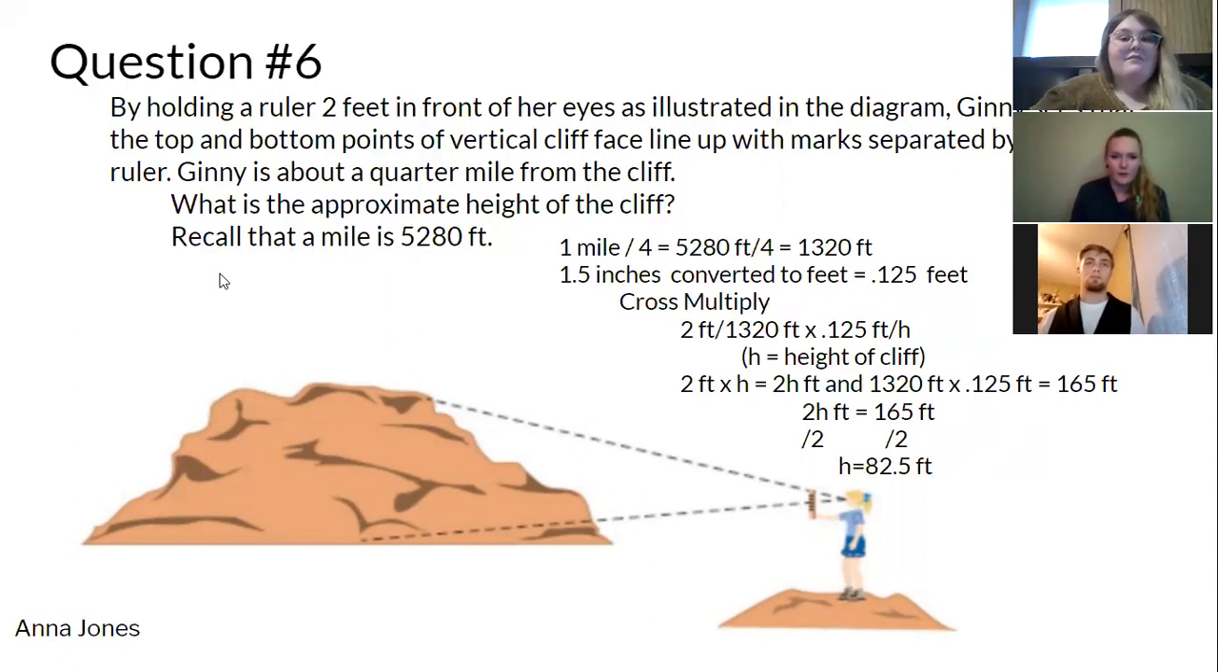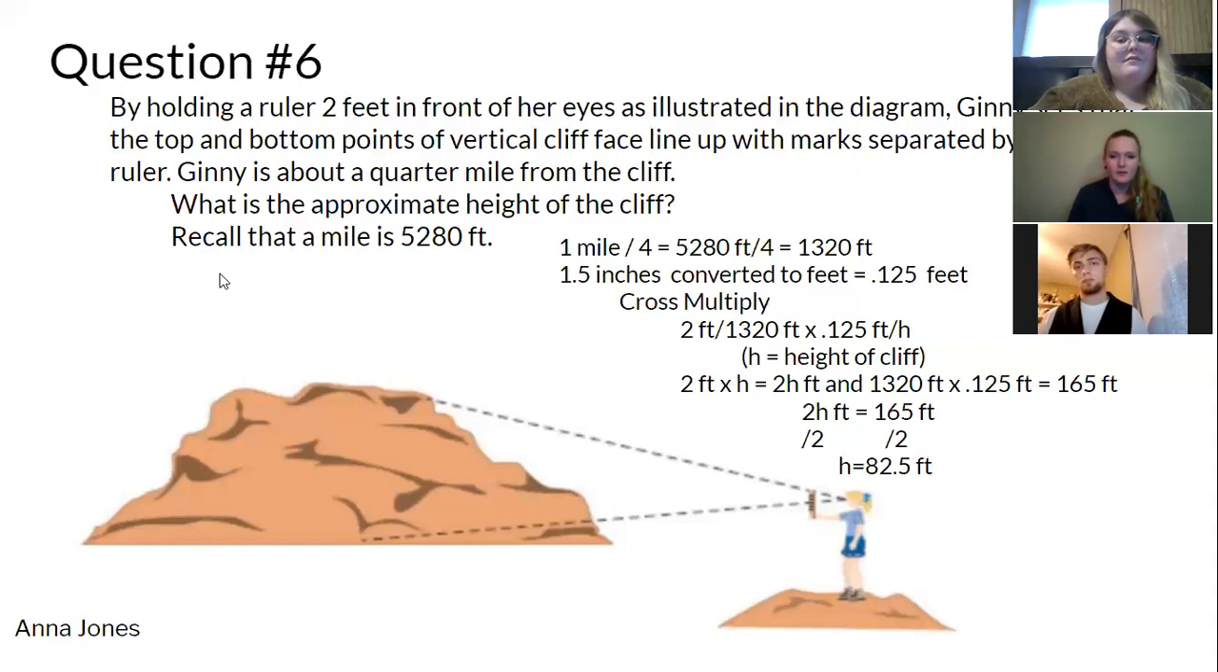So 1 mile divided by 4, that's 5,280 feet divided by 4. That equals 1,320 feet. And then we're going to use that 1.5 inches that we got on the ruler and convert that to feet, because we need everything to be in the same unit of measure. So that's going to be 0.125 feet. And then we're going to cross multiply to find the height of the cliff.